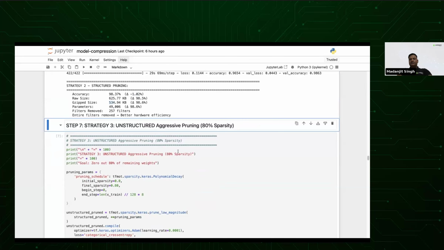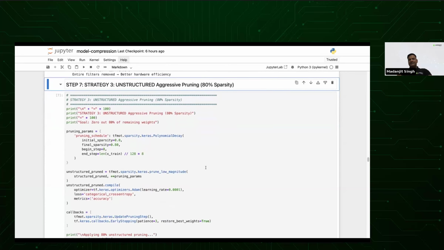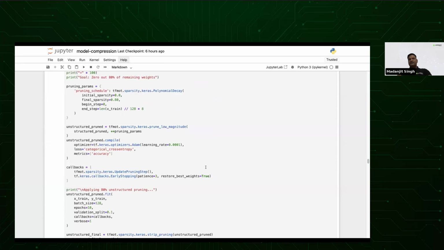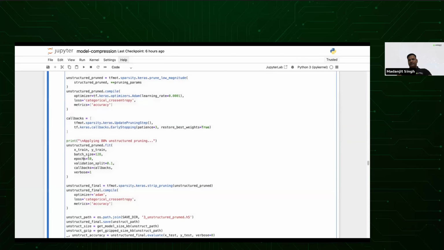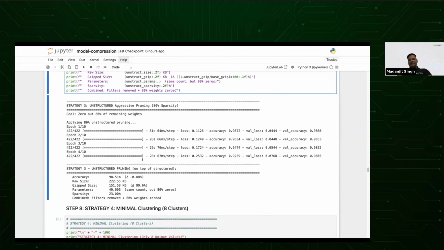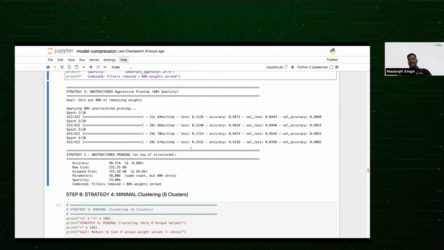Third is unstructured pruning. On top of that, I'm doing aggressive pruning of 80% sparsity. So what happens is I'll try to ensure that 80% of the weights are going to become zero. I've done another check where I'm running 10 epochs, and you could see the change. After 4 epochs, it realized that it can't go below that. But still the accuracy is maintained at 98.51%, just 0.88% down from the original base model.